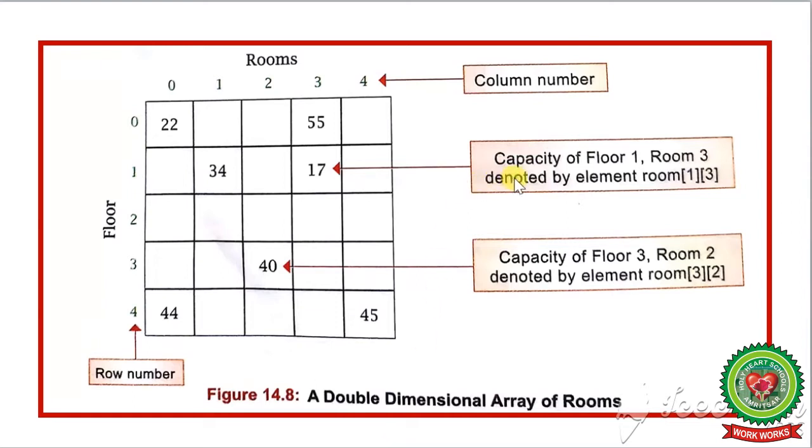So here the capacity of floor 1, room 3 is denoted by the element room[1][3]. Here this is floor 1 and this is room number 3. The 1 represents the row number and 3 represents the column number. So in a double dimensional array, the first subscript represents the row number and the second subscript represents the column number. So a DDA, that is a double dimensional array, is represented by rows and columns.